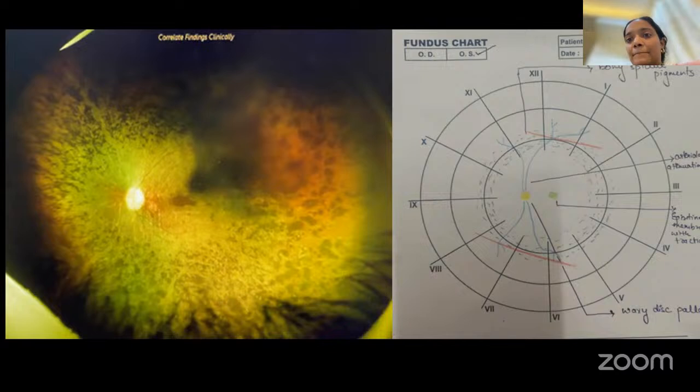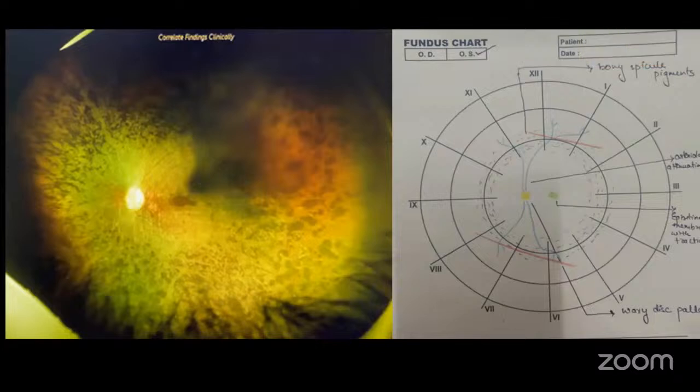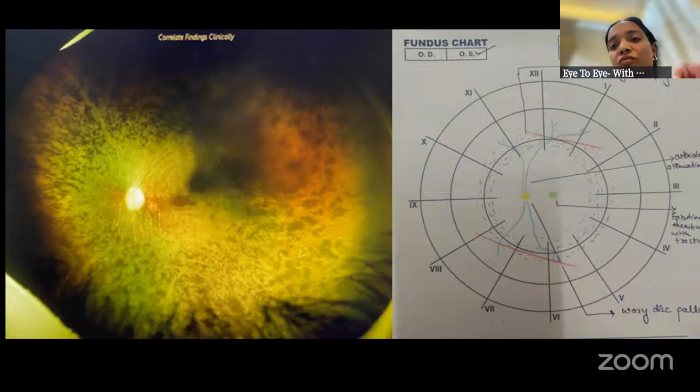Fine. Here also, this PSC would have been seen on a distant direct ophthalmoscopy, so you should have mentioned that. Yes, ma'am. So how does the PSC move on distant direct?